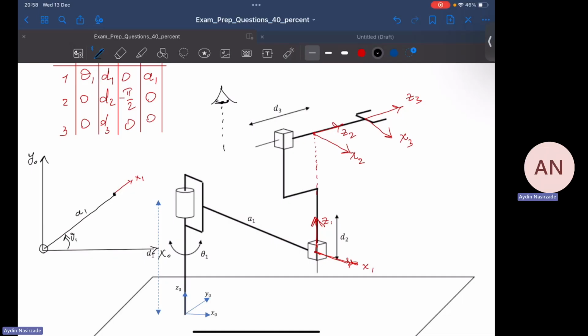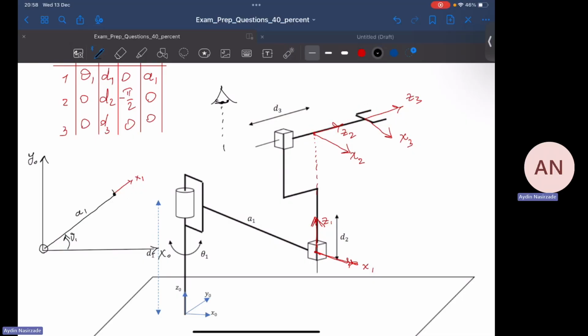Then for now, I am ignoring this small thing because I told you in our methods we take this as a part of D3. That's why I'm not going to draw it this way, like a small indentation. Let's forget about this part. And I am drawing this from here up until here.